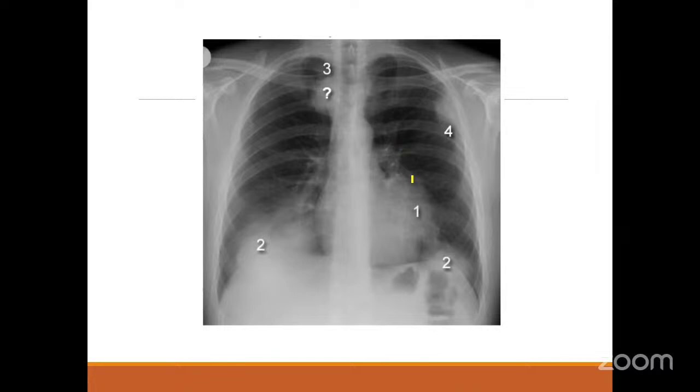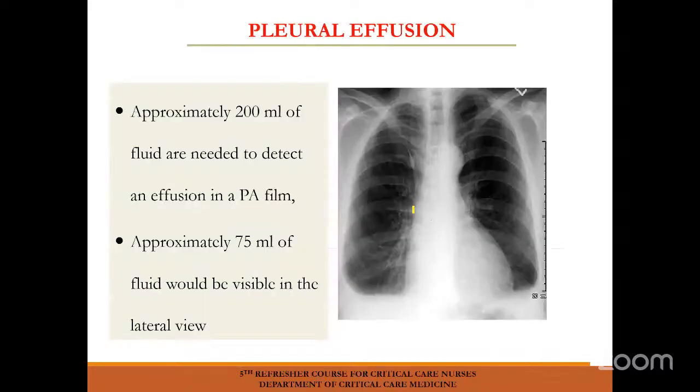So always we need to look at the margins of different structures, and see if we are missing any borders, a loss of differentiation between different structures. So pleural effusion, as I said, the first place where we look for pleural effusion is the costophrenic angles. That is the angle formed between the ribs and the diaphragm. These corners are usually very acute. But when you see blunting of those corners, that is the early sign of pleural effusion.